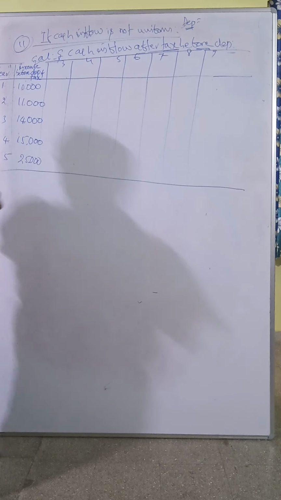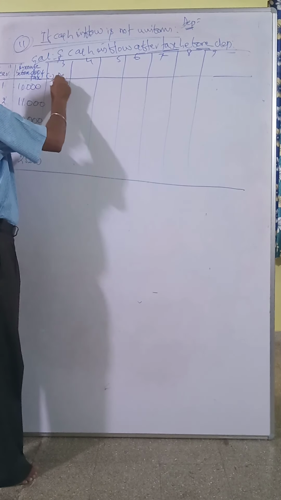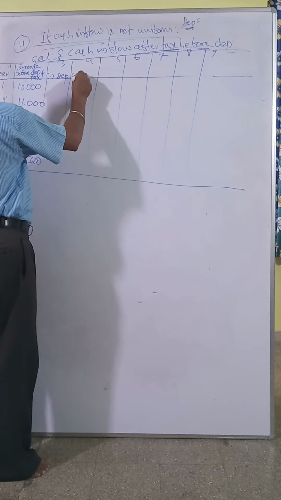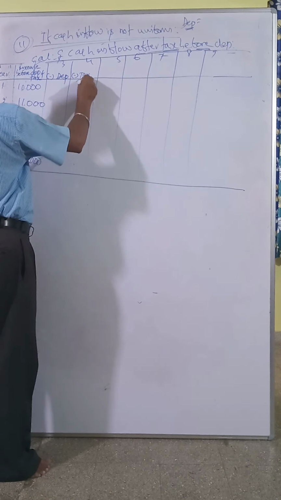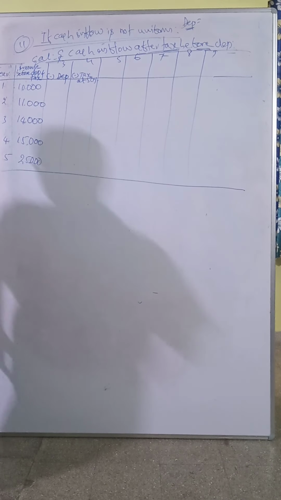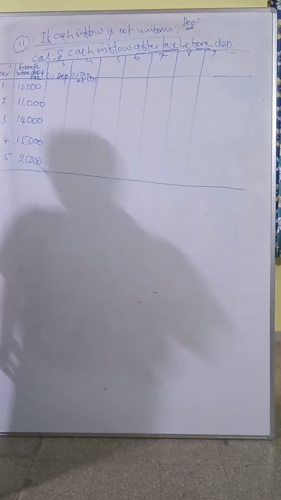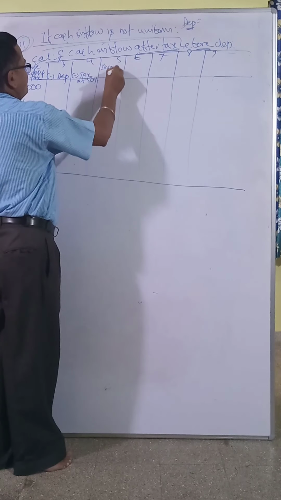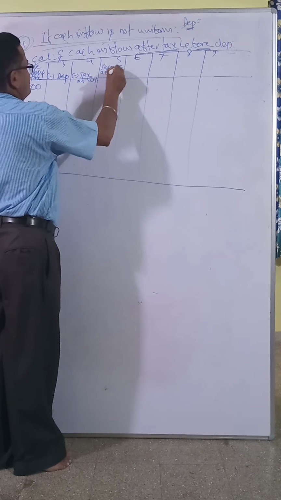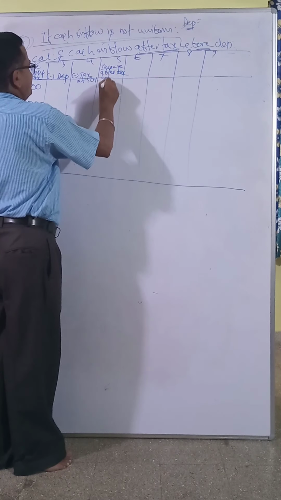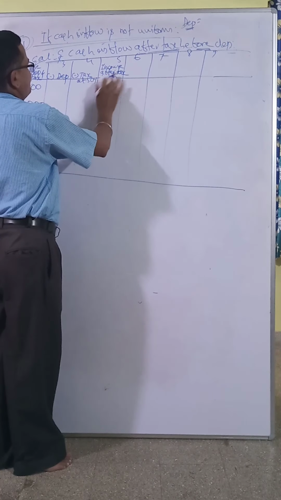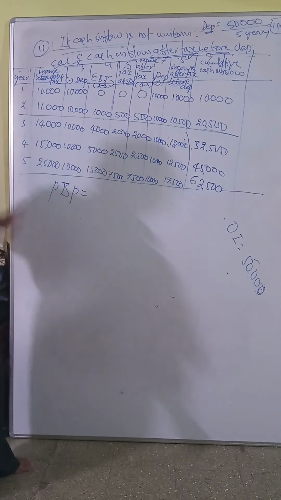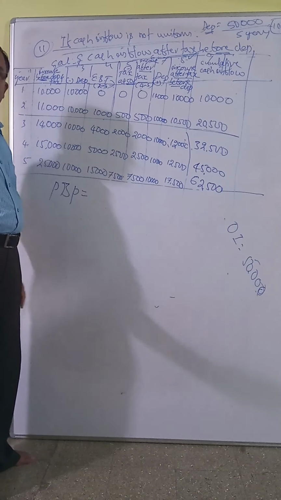Next column, make it less depreciation. Third column, then less tax, because tax has to be deducted. Tax rate is 50%. Then you will get income after tax, income after tax before depreciation. Not before, after tax. After tax, that's all. Then next, problem number 11.